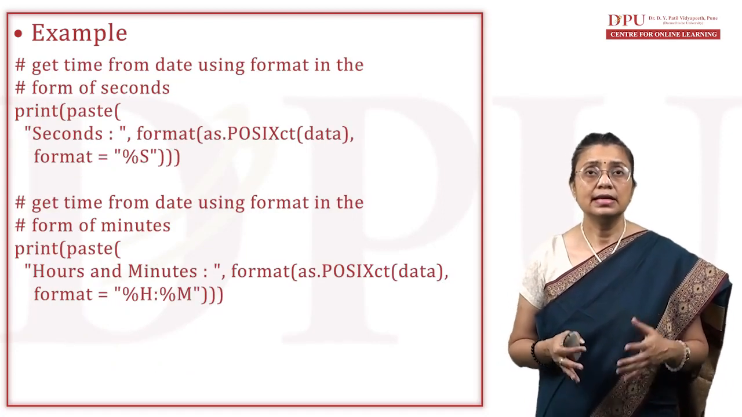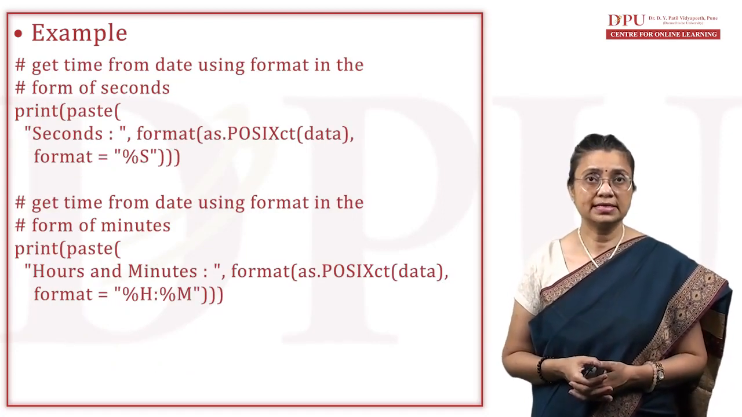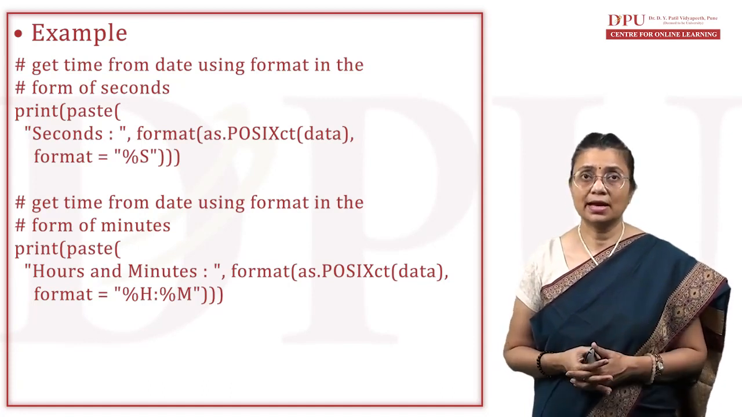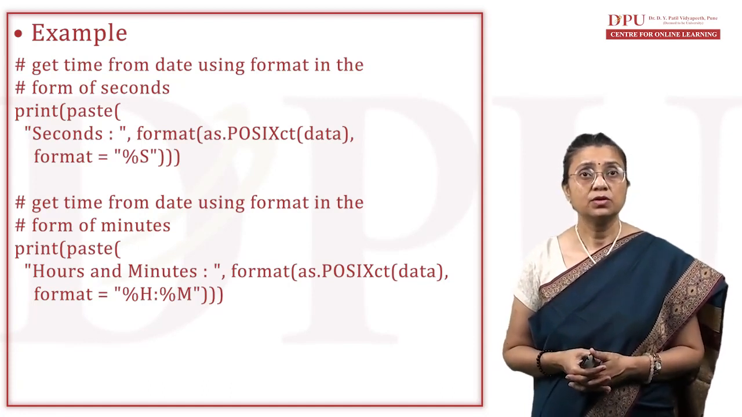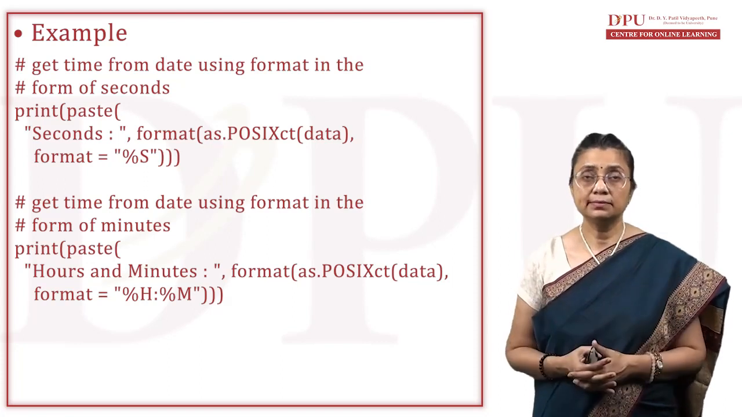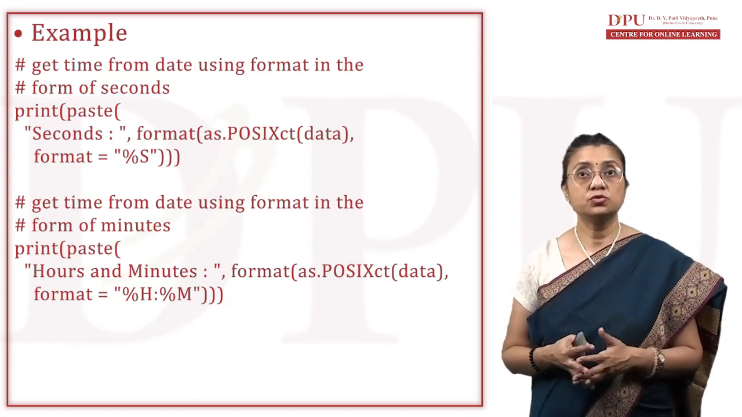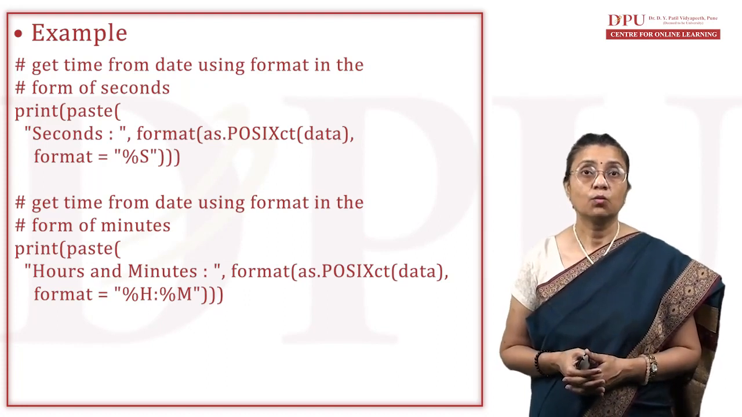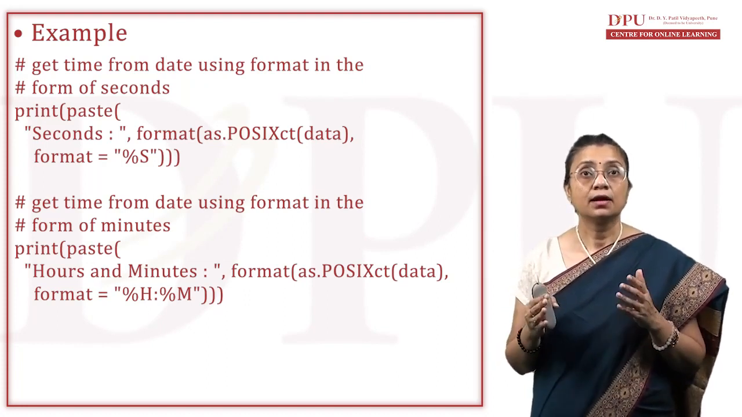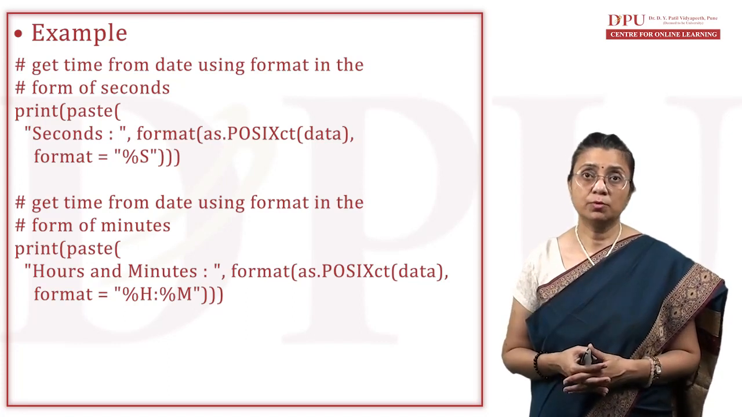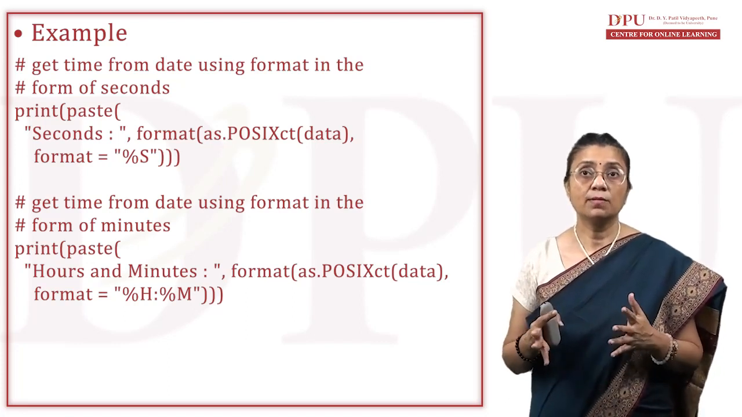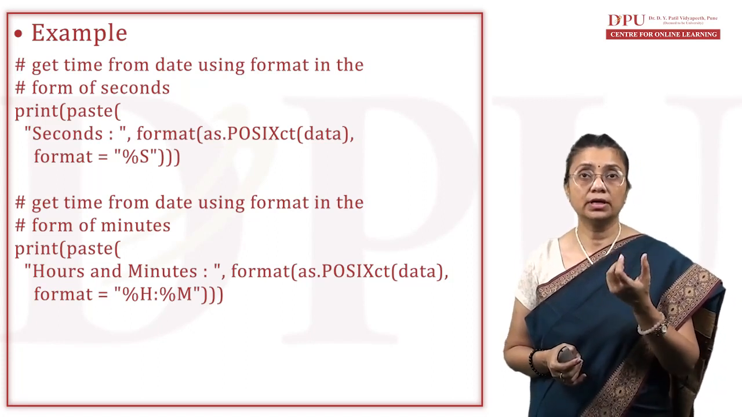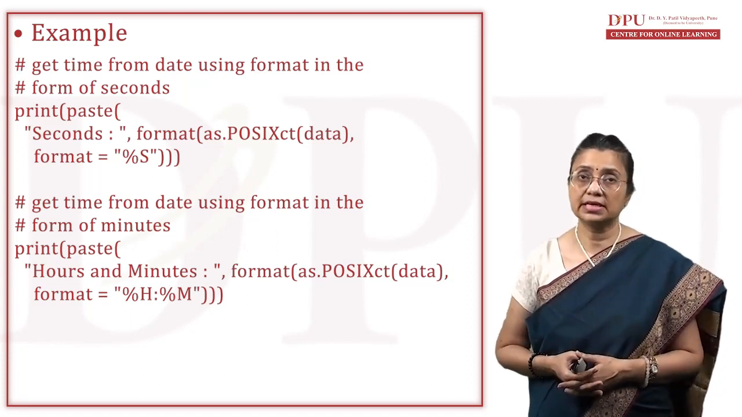So now let's have a look at this particular example where I am trying to extract seconds. It is the same, and it is quite self-explanatory. You can see what we are doing here. We get time from date using format in the form of seconds. So you can see over here what I am doing, seconds, comma, format as.POSIXct, data, comma, format equals to %s. So here I am only displaying the data in the form of seconds.